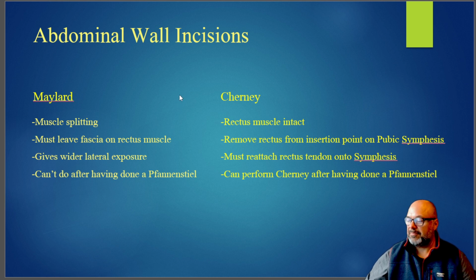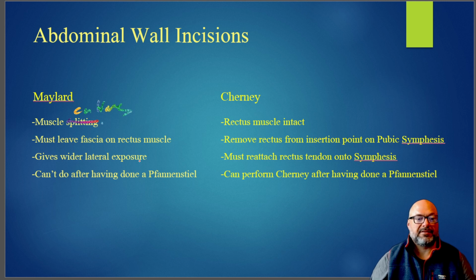So things we talked about with the Maillard: a muscle cutting, that should be cutting, not splitting. Muscle cutting incision, you really do need to leave the fascia intact and connected to the rectus muscle. It does give wider lateral exposure, maybe a bit more inferior and superior as well, but you really cannot do this after having done a Pfannenstiel.